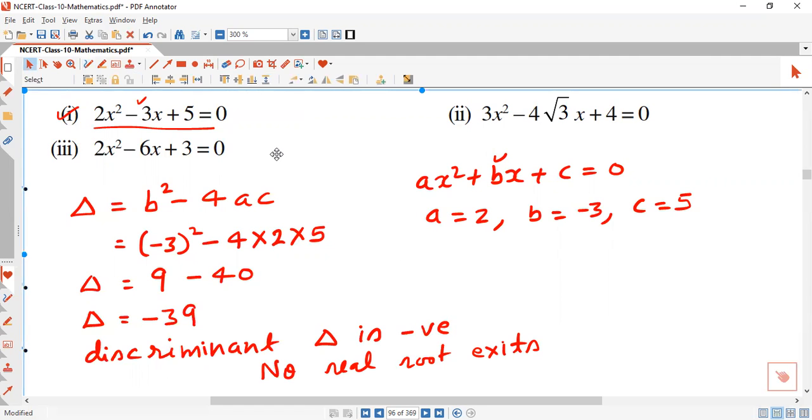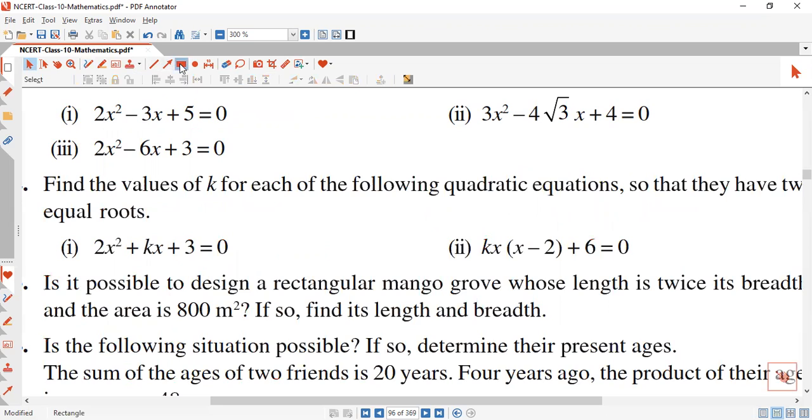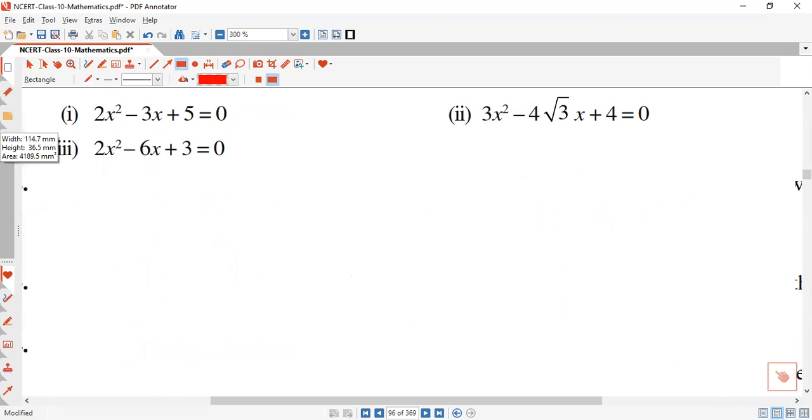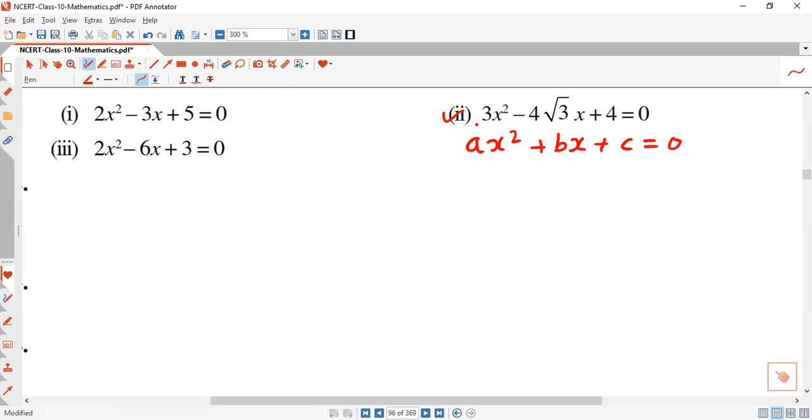Again, you see the second part of this question: 3x square minus 4 root 3 x plus 4 equal to 0. What is the discriminant? Compare with the standard equation ax square plus bx plus c equal to 0. A equal to 3, b equal to minus 4 root 3, and c equal to 4.